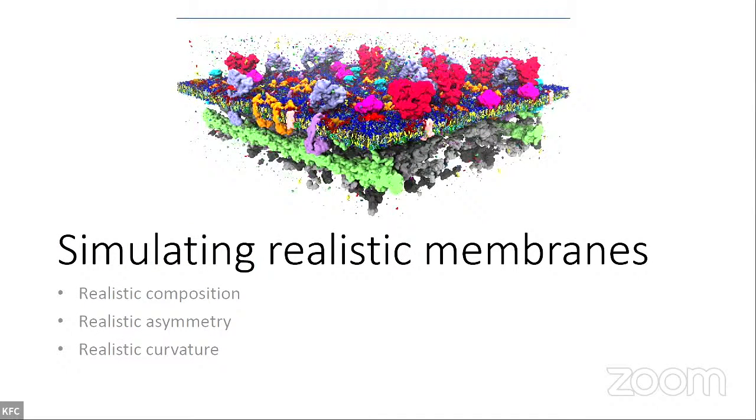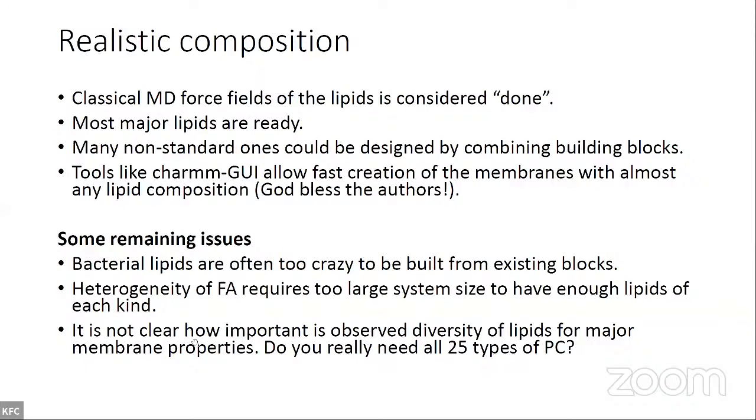This was the kind of boring part. Now we will look at how we can apply MD simulations to find some membranotropic drugs and to prove that we actually can work on the level of the membrane and that the membrane is druggable. So we will speak mostly about realistic composition, asymmetry, and curvature of the membrane. And let's start with the composition.